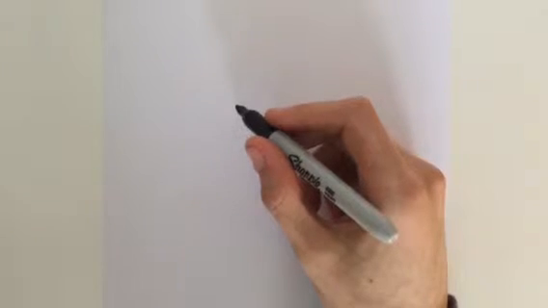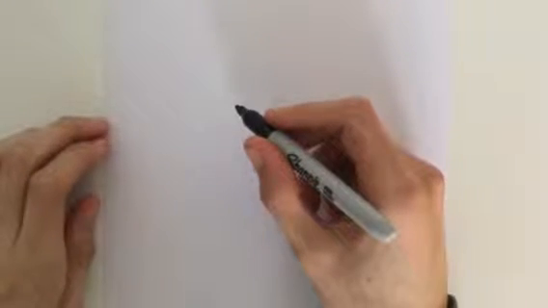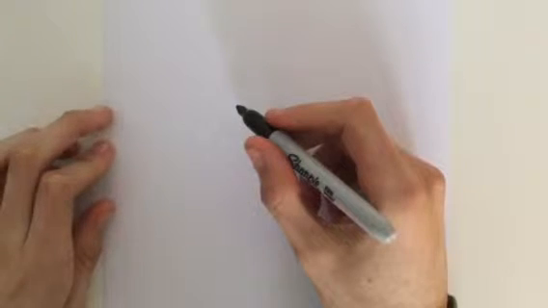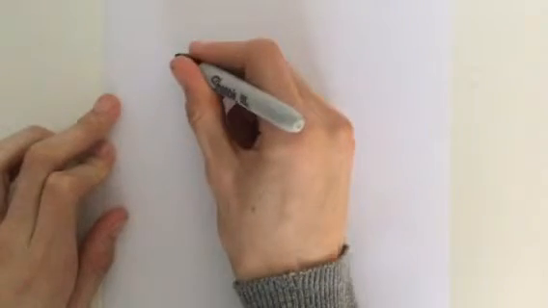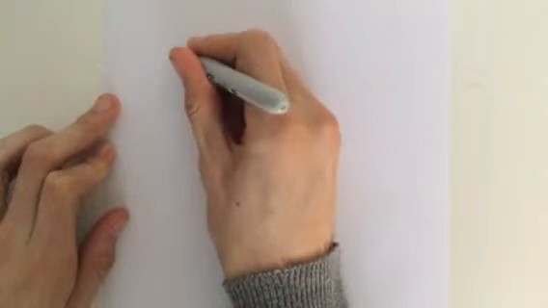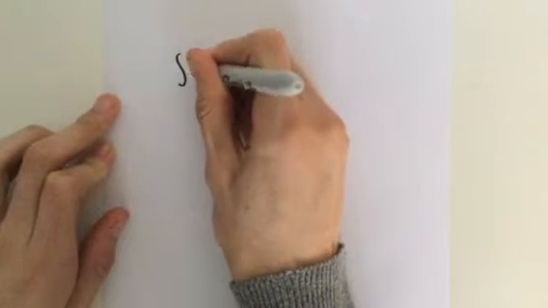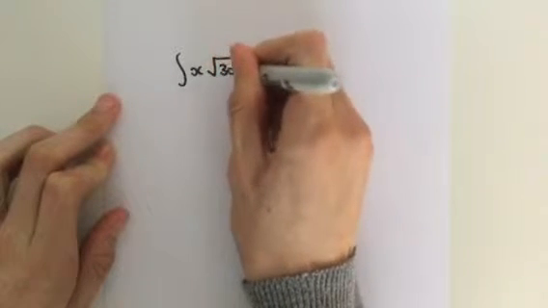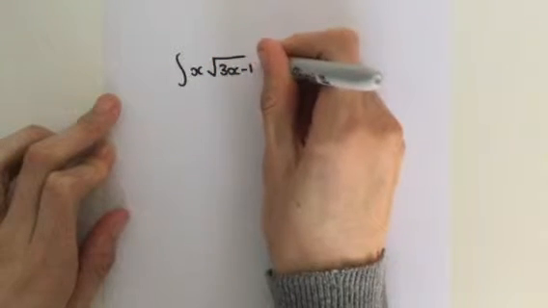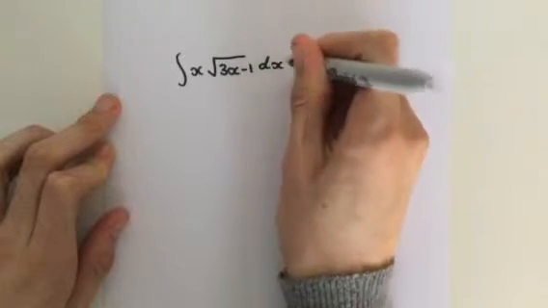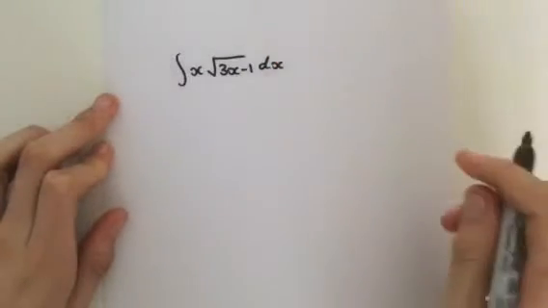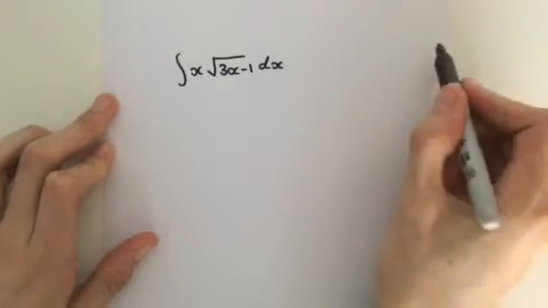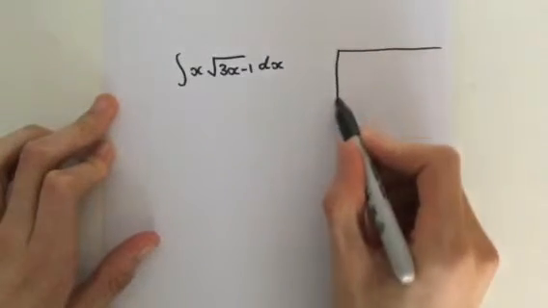Hello, welcome back. Today we're going to look at two more examples of integration by substitution. So our first example is going to be the integral of x multiplied by 3x minus 1 dx. Okay, so the first thing is we need to find the value of u. So let's do a box.